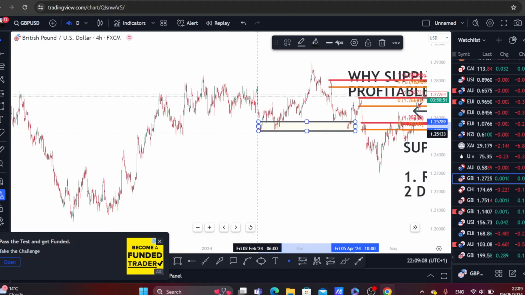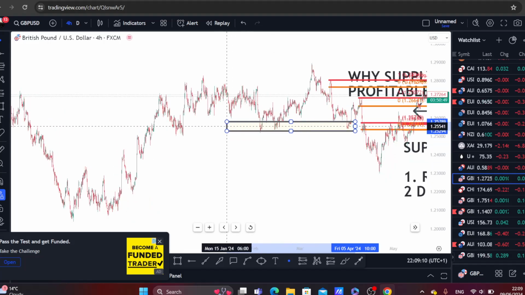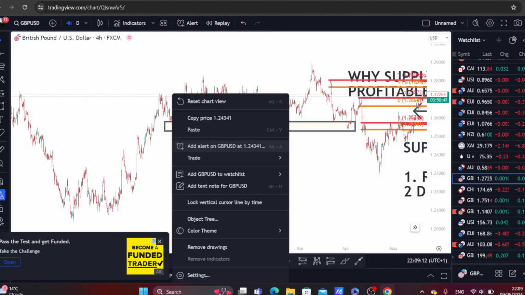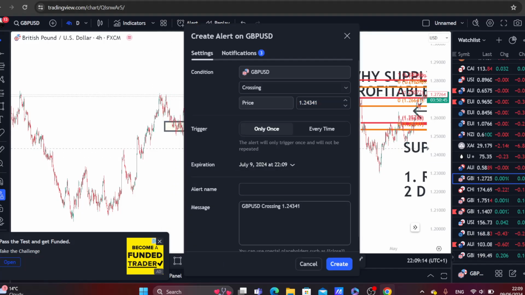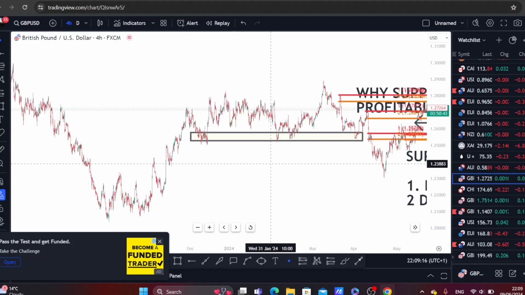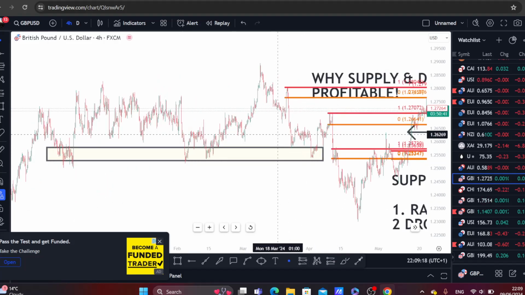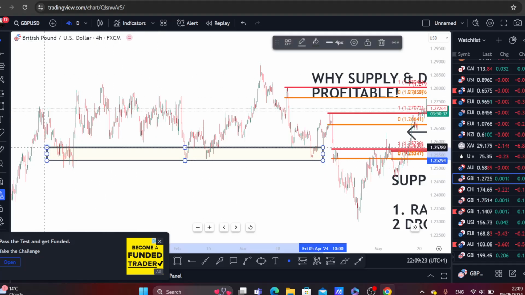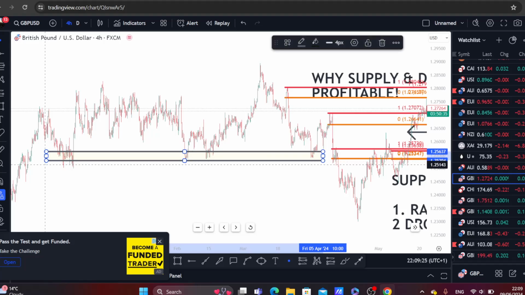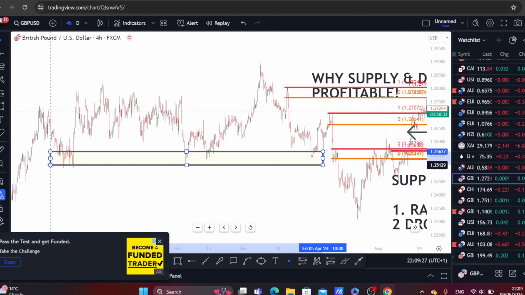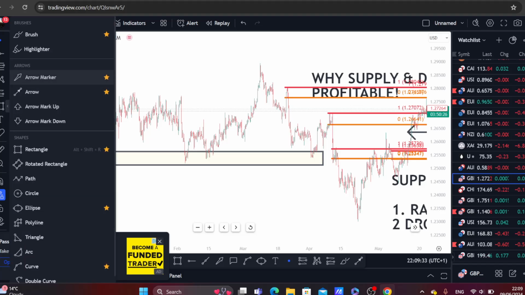Okay, so this was the reason why you were not profitable. If you're a supply and demand trader, you will never be profitable if you trade supply and demand zones on its own. So I'll explain this level.